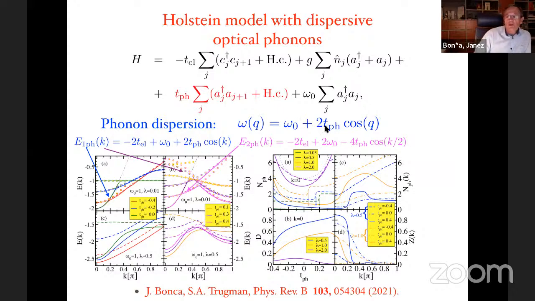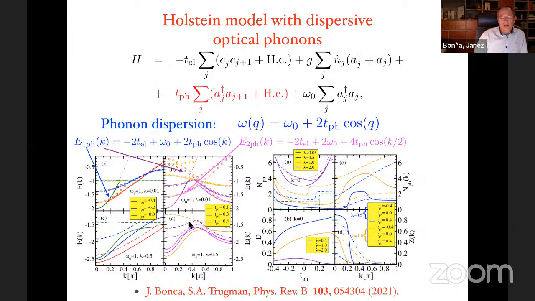And now, of course, this hopping can be either positive or negative. If it's positive, you have a downward dispersion. If it's negative, you have an upward dispersion. In a real material, it can happen either way. So here, something kind of cute happens, it turns out.